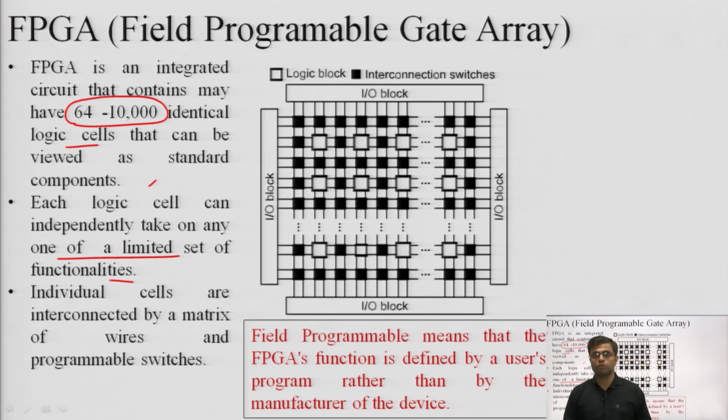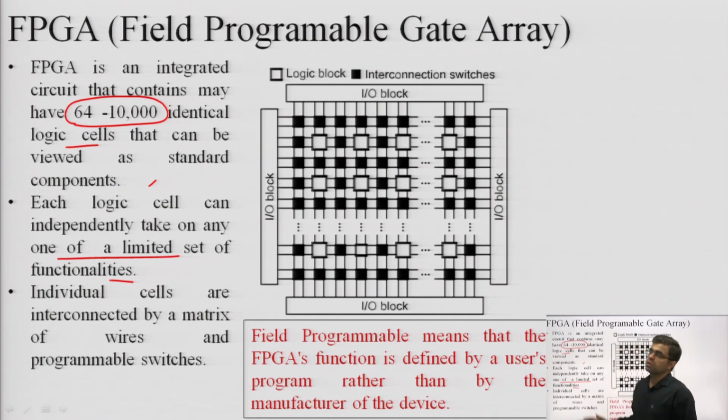So if you want to compute 10 products, there will be 10 modules in that FPGA block which can be directly used to compute the products. If you need 20 sums, there will be 20 blocks. There will be many more than 20. You want to use 20 out of them, you can use any portion which you want from that FPGA complex structure. Okay. Individual cells are interconnected by a matrix of wires and programmable switches.